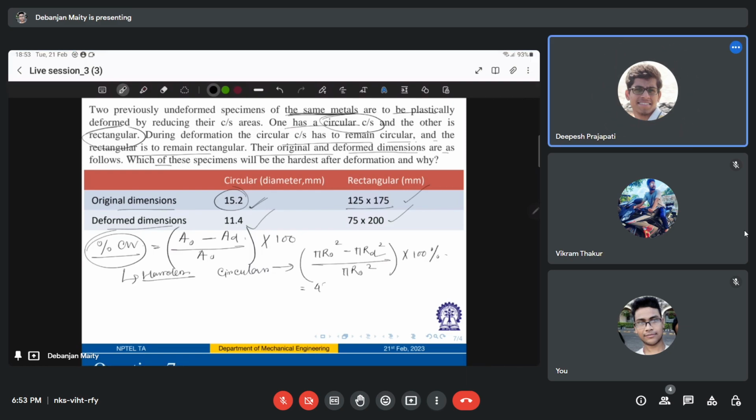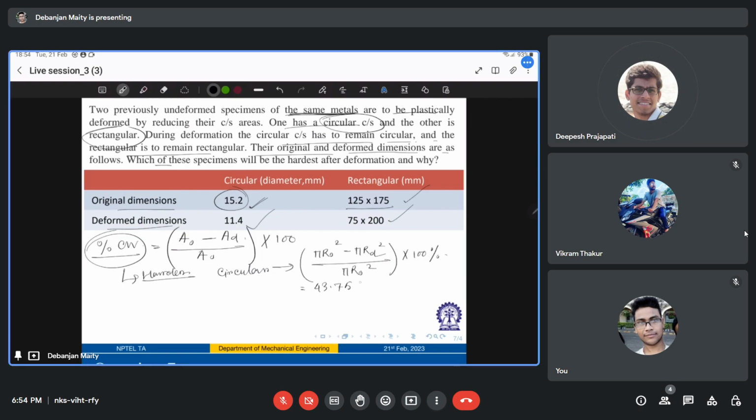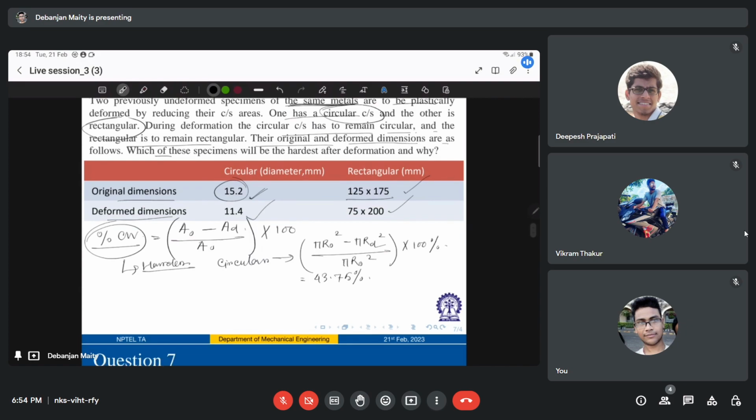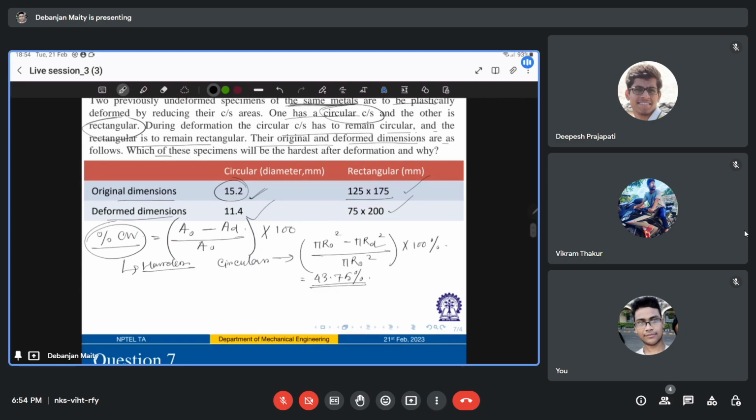43.75%. So if circular is having this much percentage, basically this is your percentage of cold working. You can think it up as, whatever changing in area is happening, that is basically that much amount of cold work you are doing.